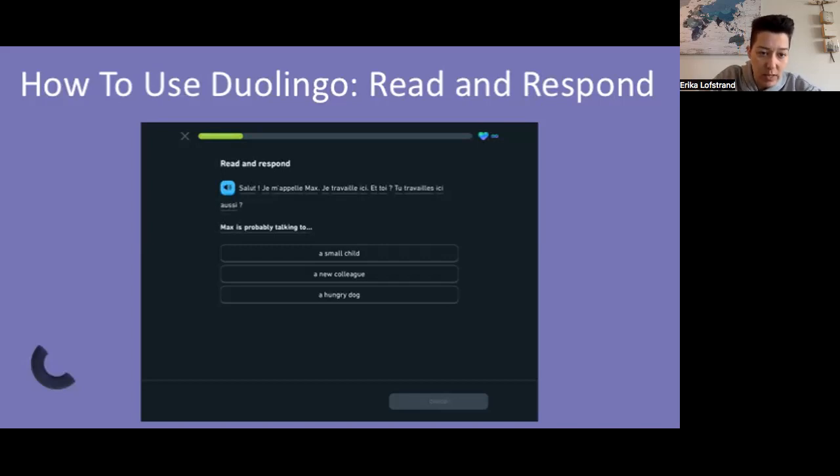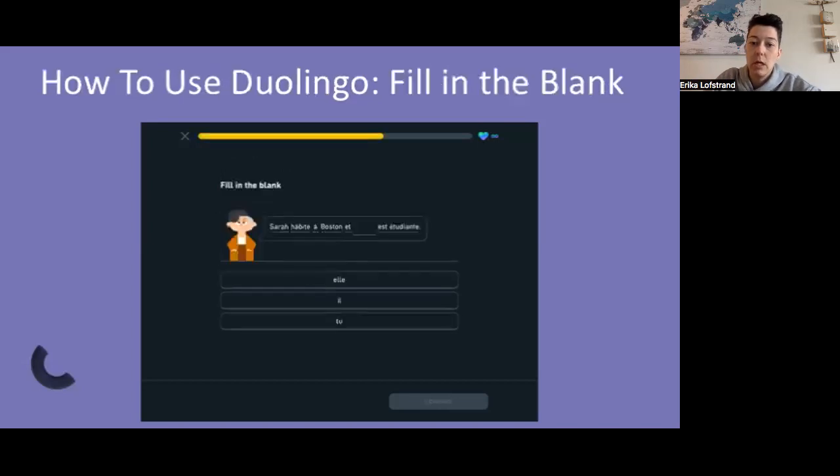So as you can see on that screen there, you can either read the sentence and then select the correct answer, or you can click that blue square and it'll read out the sentence for you. Here's another example of a different kind of question. This one's a fill in the blank.